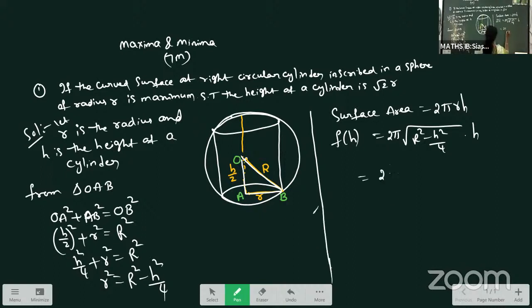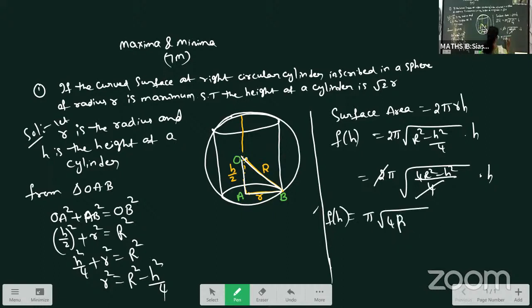2 pi into, take LCM. LCM is 4. 4r square minus h square. Outside it is h. Under root of 4 is 2. Cancel. So f of h is equals to what we got? Pi into under root of 4r square minus h square into h.